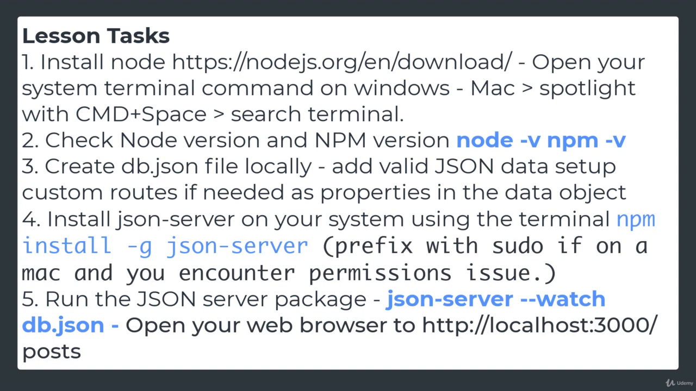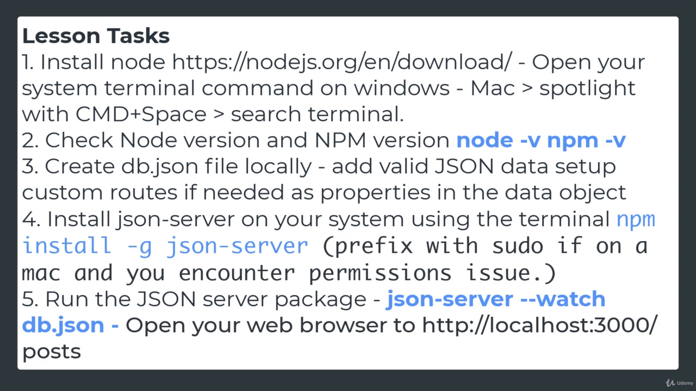Task for this lesson and before the next lesson is to install Node. So go over to nodejs.org and download the version of Node for your system, and then open up your system terminal. On a Windows machine, you can do the command, and on a Mac, you can open up Spotlight and do a search for terminal. The shortcut to open Spotlight is command plus space. Once you've opened up the terminal, check to make sure that Node is installed. Also make sure that npm is installed. You can do that by typing node space -v and npm space -v, and that will show you the versions of each one of those.